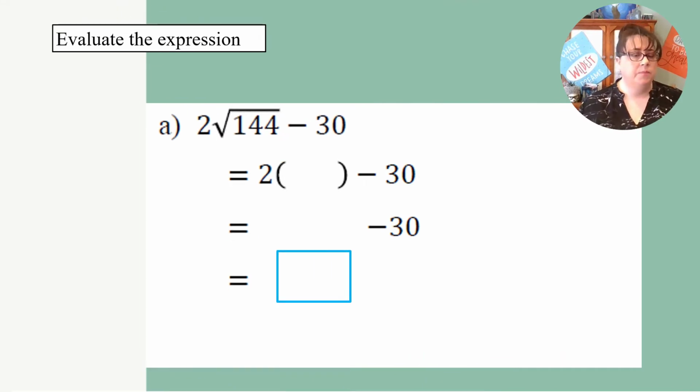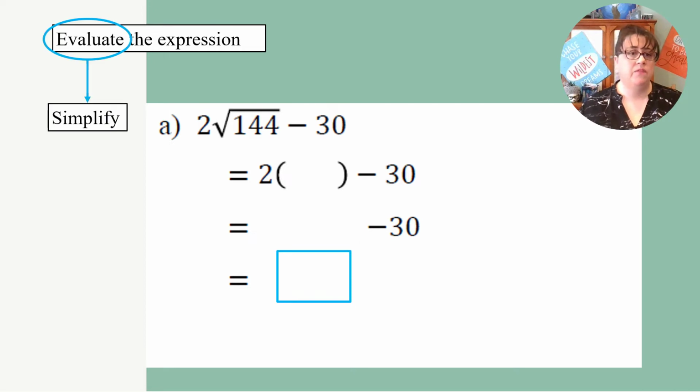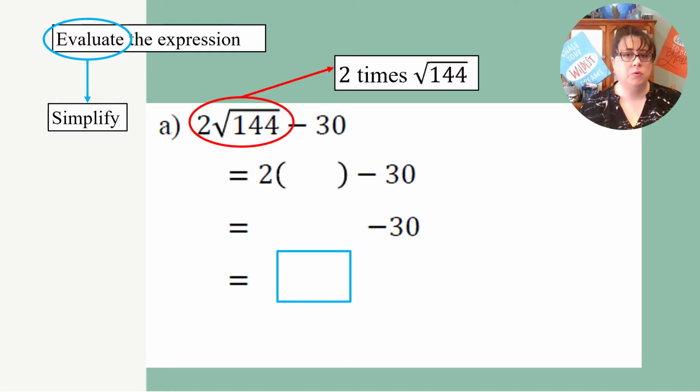In our first example, we are doing 2 times the square root of 144 minus 30. Usually you hear it said 2 root 144 minus 30. We need to remember what things mean. For example, evaluate means simplify. That means we're not going to have any perfect squares under the square root symbol anymore, and that we are going to make it as simple as we can. So 2 root 144 means 2 times. When we see the number right next to the square root, it means multiplication.